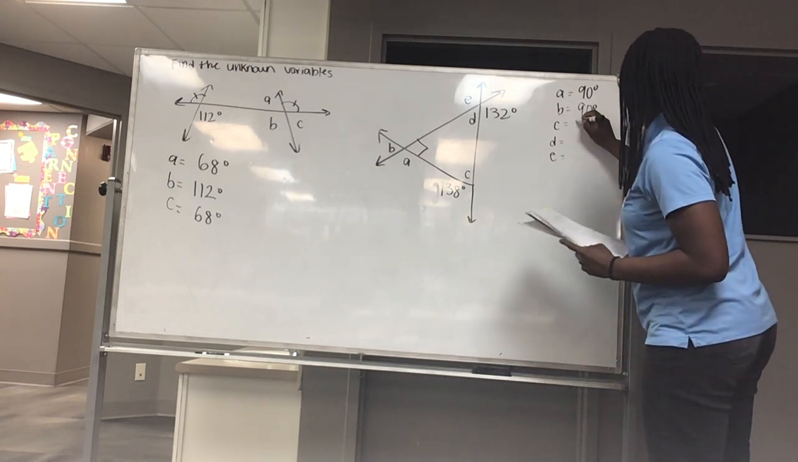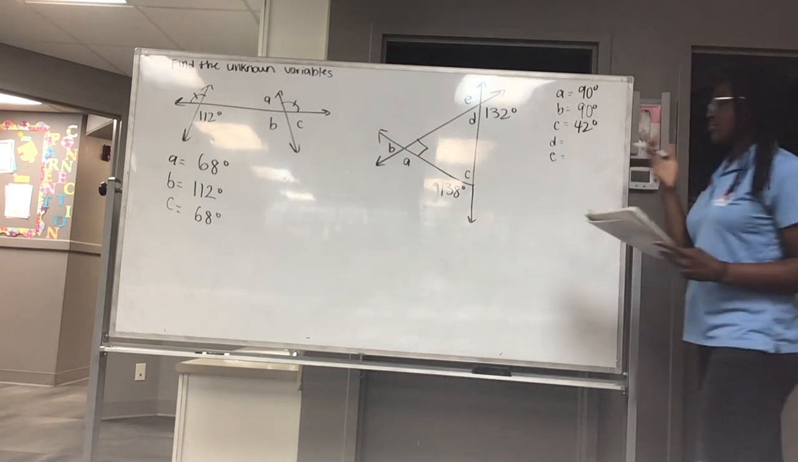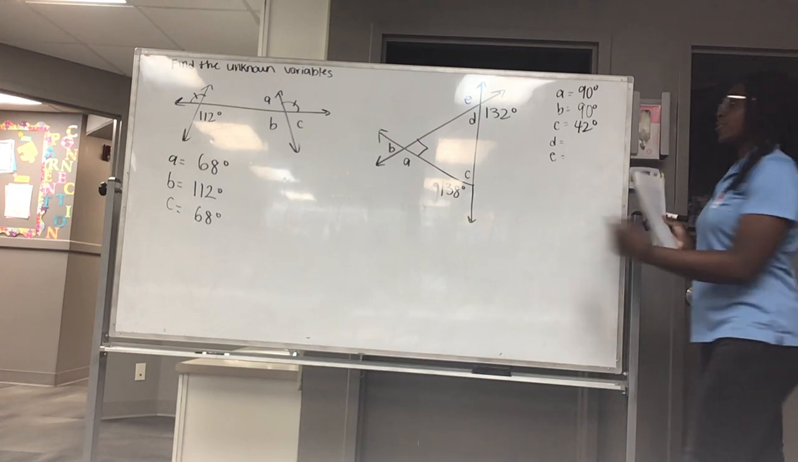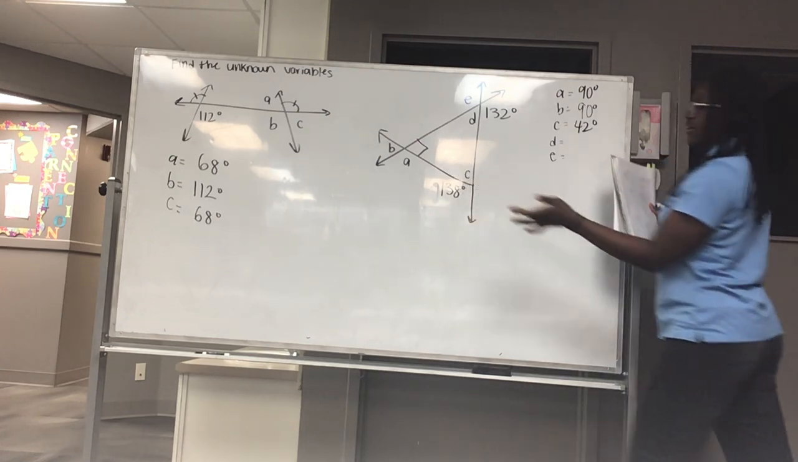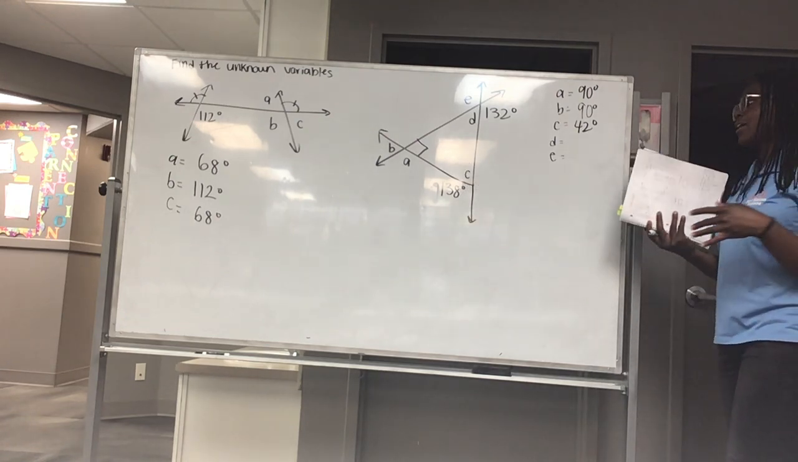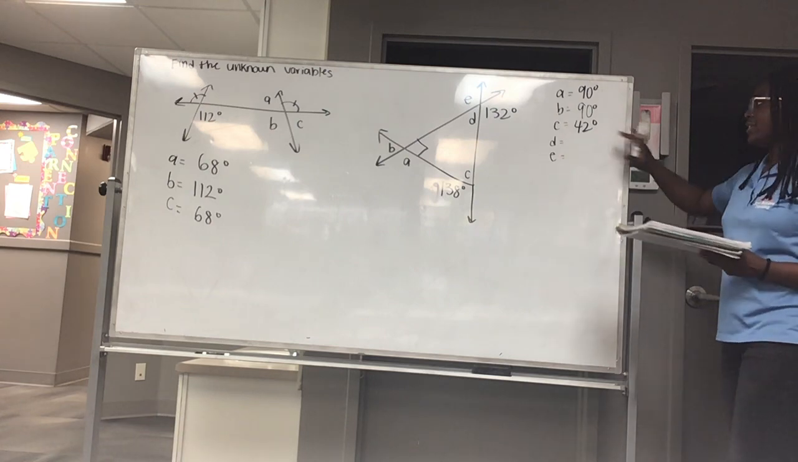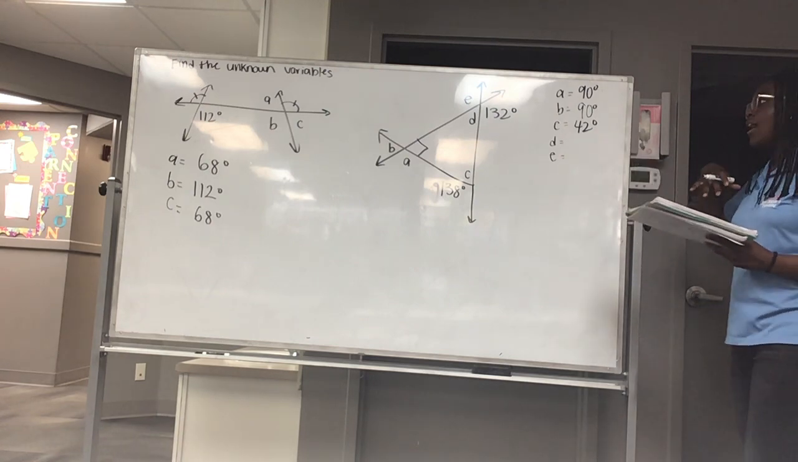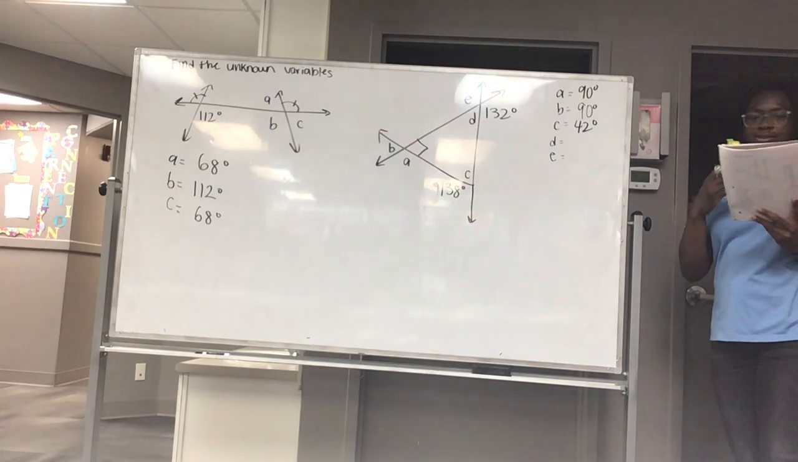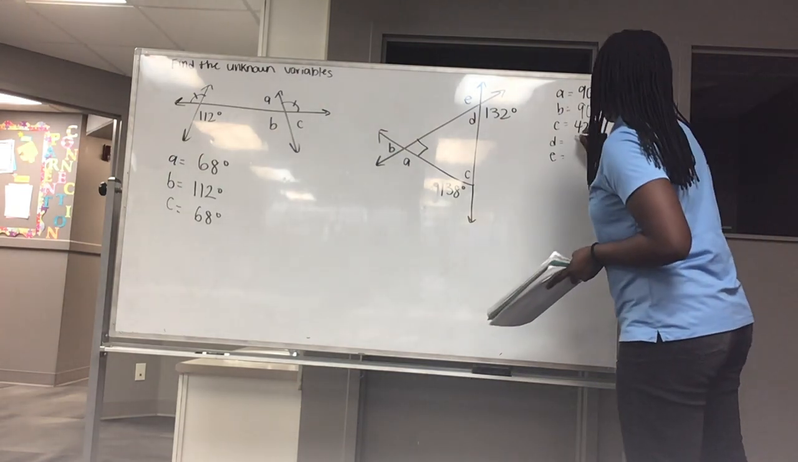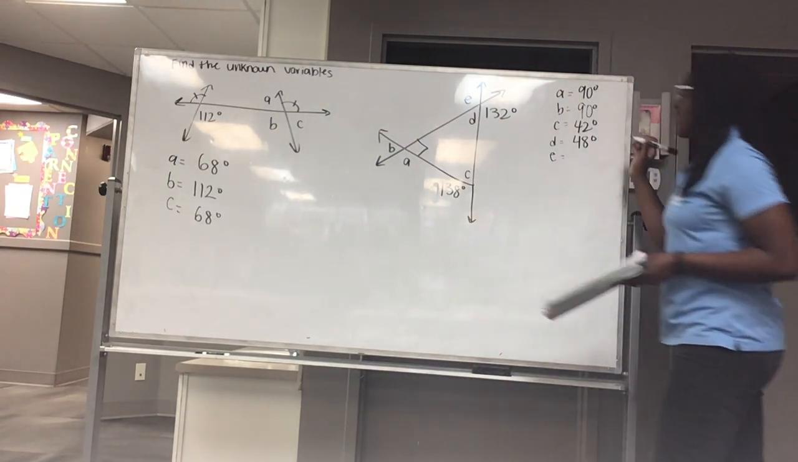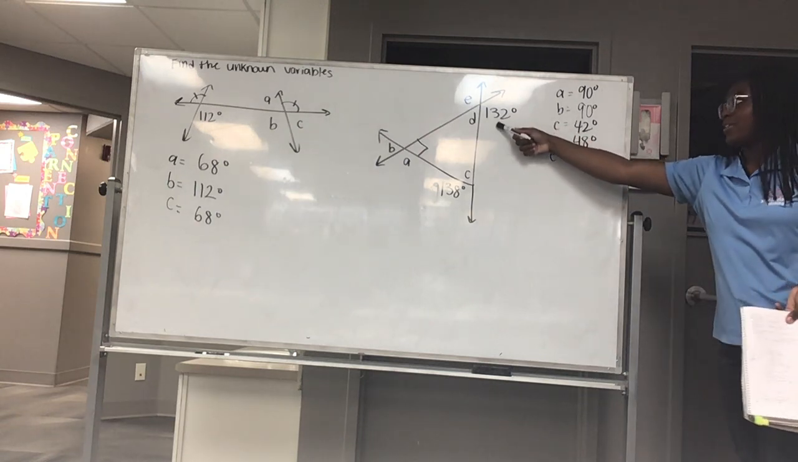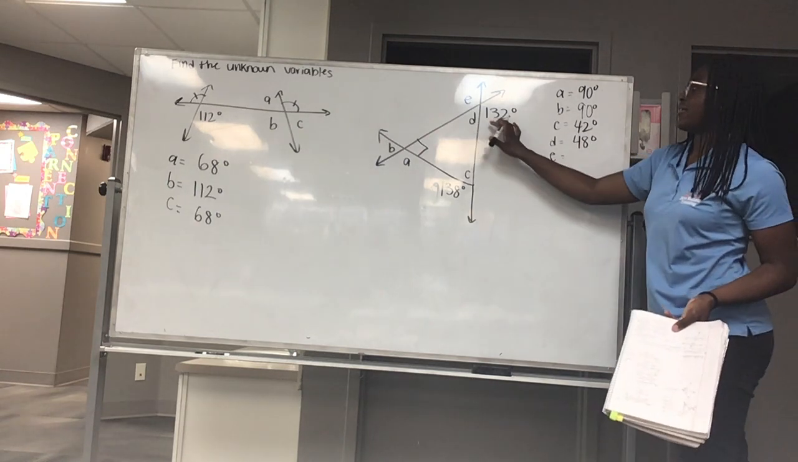Okay, what about C? 42. Yep. Yeah, so C is supplementary to this angle right here, 138. So to find it, 180 minus 138, and you should get 42 degrees. What did somebody get for D? 48. Yep, 48 degrees. Kind of the same concept, but 180 minus 132 because those two angles are supplementary.